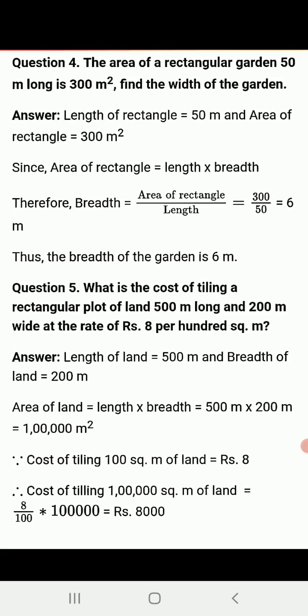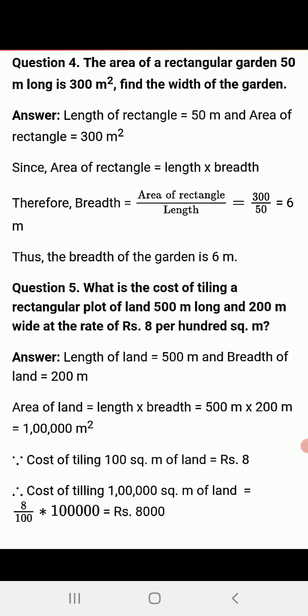So see, we have a formula. Area of a rectangle is length into breadth. From this, keep breadth on one side. This length will be taken to the other side. So breadth will be equal to area of rectangle by length. What is the area of the rectangle here? 300. Length is 50. So 300 by 50, which is equal to 6 meter. So the breadth of the garden is 6 meter. Fine. Now we'll move to question number 5.